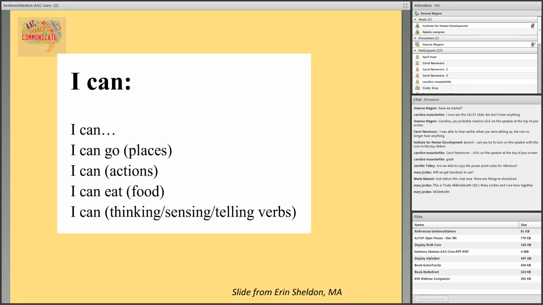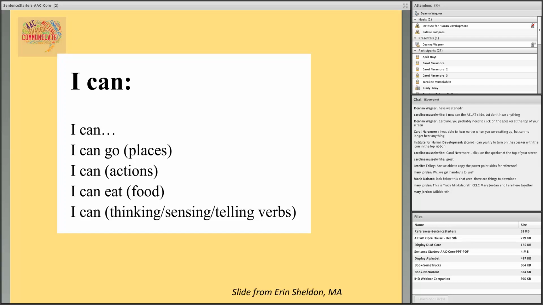Here's another sentence starter, "I can," which also helps us create some simple sentences to explore food. We can use different places when we combine it with "I can go." The Proloquo2Go app does a nice job of categorizing verbs, so thinking about the different types of verbs is a nice practice with the Proloquo2Go app.